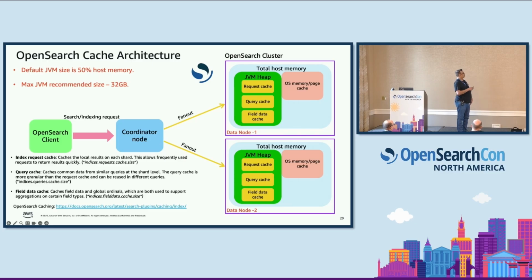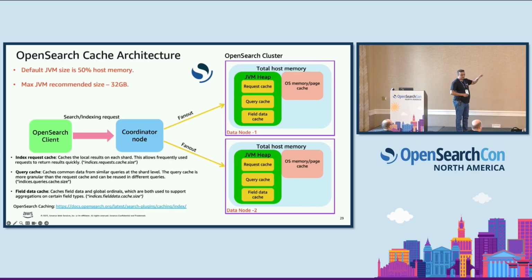By default, many of you might already know that half of the host memory is allocated for the JVM heap when you start OpenSearch on a host. It's capped at a maximum of 32 gig because of some technical reasons. However, it can be increased, but the recommended max size is 32. So that means if you have a 64 gig system, 32 gig goes to the JVM, and then the rest 32 gig. And if you increase to 128, still 32 gig is the maximum JVM.